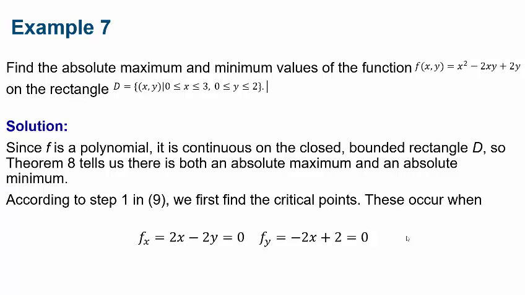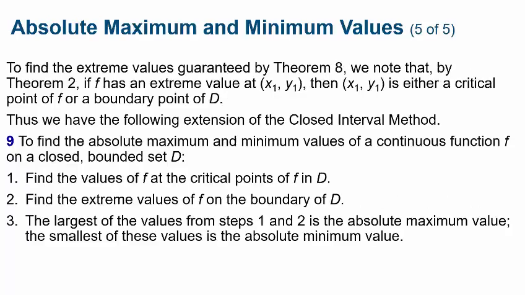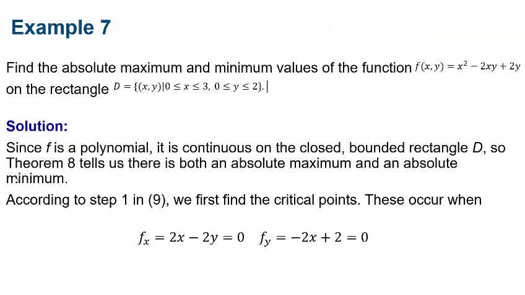So according to step 1, we first find the critical points. So looking back here, first find the critical values. These occur where you find the partial derivatives of this function. The partial derivative with respect to x is 2x minus 2y. The partial derivative with respect to y is minus 2x plus 2. So you have to solve this, right?